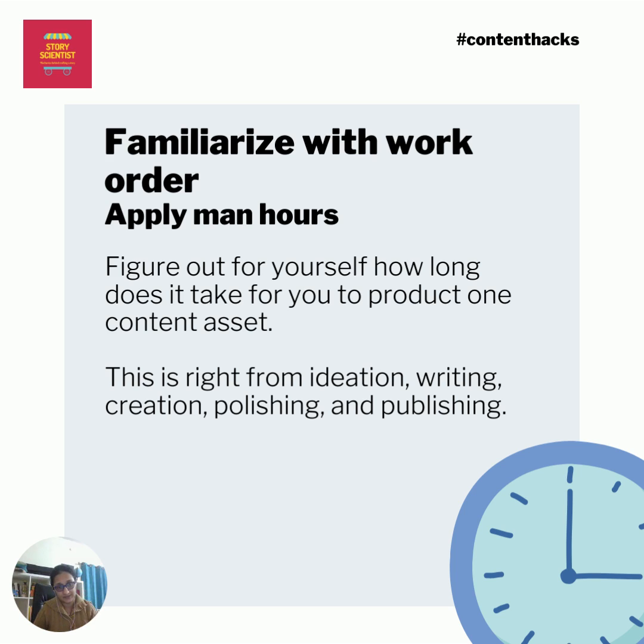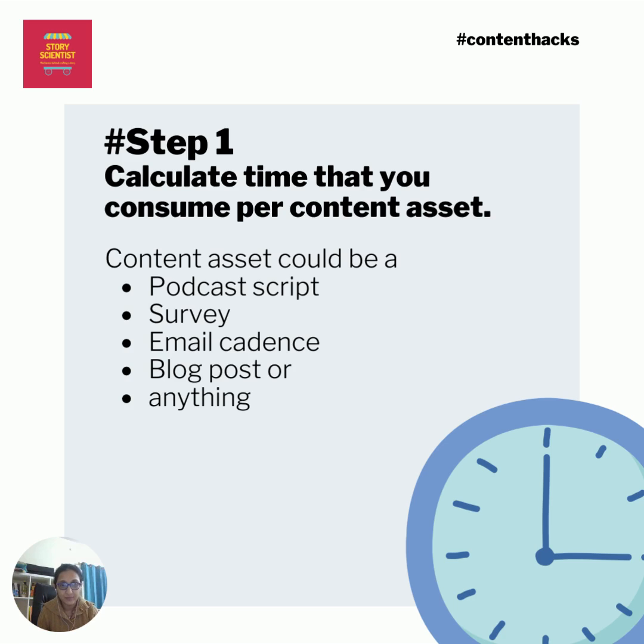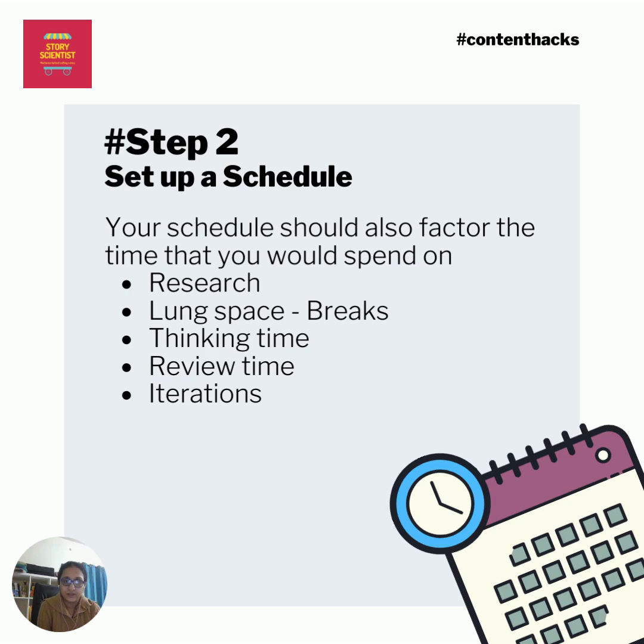Many content assets fizzle down in between ideation and publishing because this planning never happens. So I'm going to introduce you to four steps that will help you avoid missing deadlines. The first one is to be able to calculate the time that you would spend in creating one content asset. And each content asset will have its own production time. It could be a podcast script, a survey questionnaire, an email cadence with 3 emails or an email cadence with 8 emails, a blog post or anything of that sort.